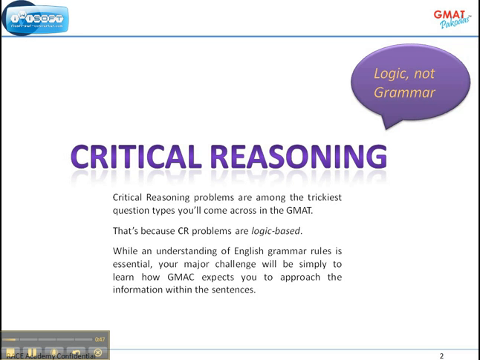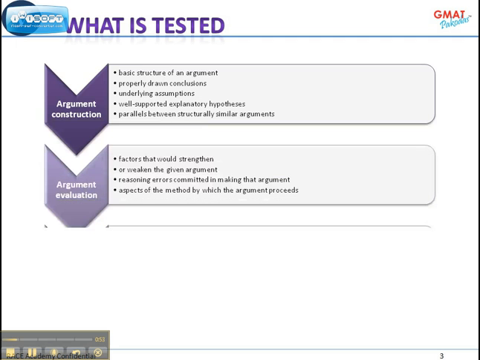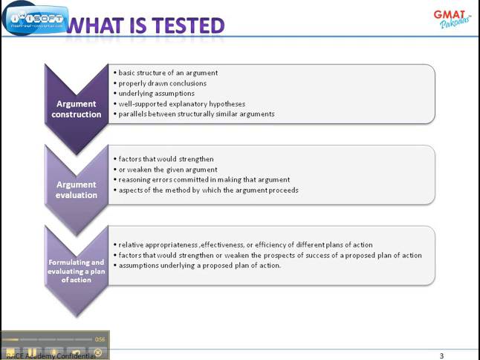Let us have a look at how logical thinking can be tested on the GMAT. You can be tested on the basic structure of an argument, on properly drawn conclusions, assumptions, factors that would strengthen or weaken the argument, or the relative appropriateness, effectiveness, or efficiency of different plans of action.